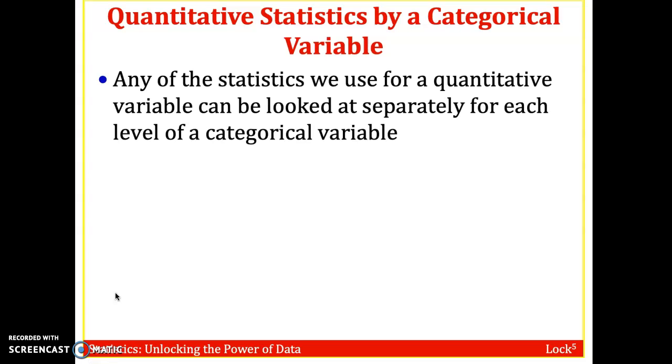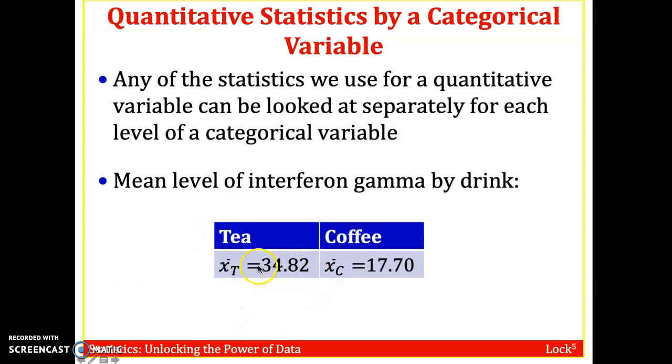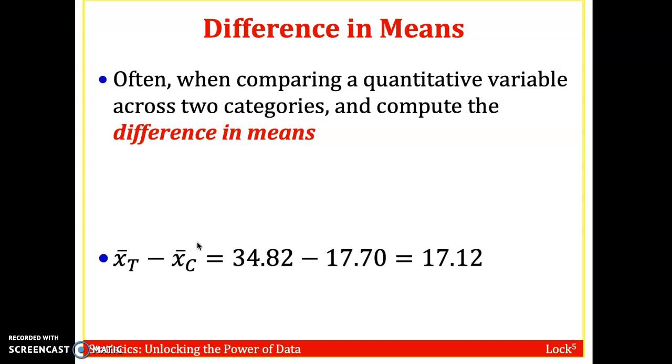So any of the statistics we use for a quantitative variable can be looked at separately for each level of a categorical variable. In this example, it's tea versus coffee. So we could also look at the mean or average level of interferon gamma by drink. Right here, tea, we had a 34.82, and coffee, we had a 17.7. So this is a statistical summary to look at the difference between the means, which will often be used when comparing quantitative groups across 2 categories. So it might be more interesting to look at, instead of the absolute values of these 2 means, the difference between these 2, which is a 17.12 difference.